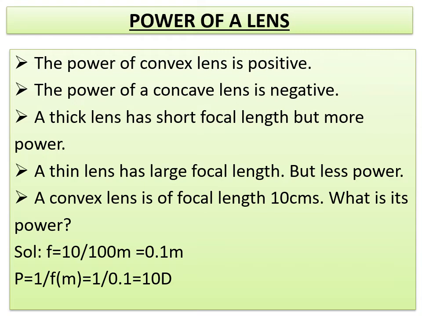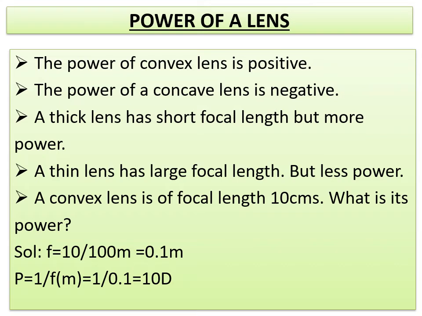Power is equal to 1 by F, and that too in meters. But here in the question, it was given in centimeters. So you have to convert the centimeters to meters, which means you have to divide by 100. So F is equal to 10 by 100. That gives you 0.1 meter.